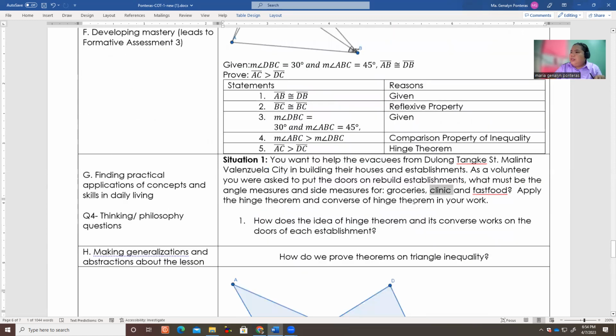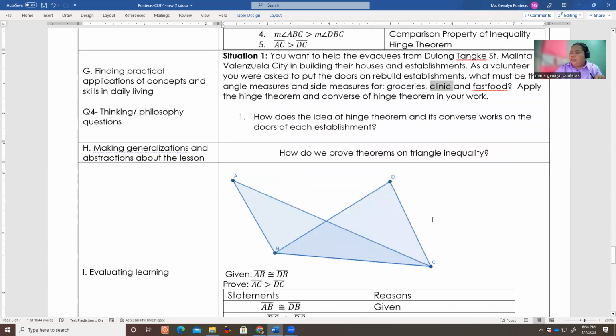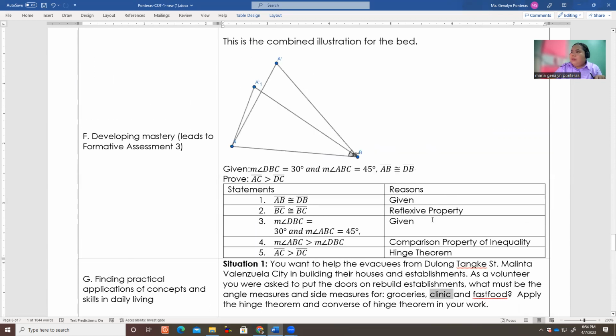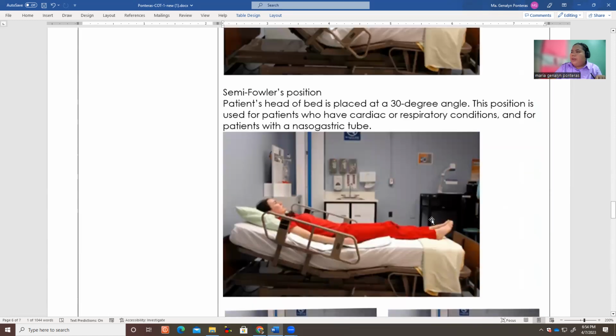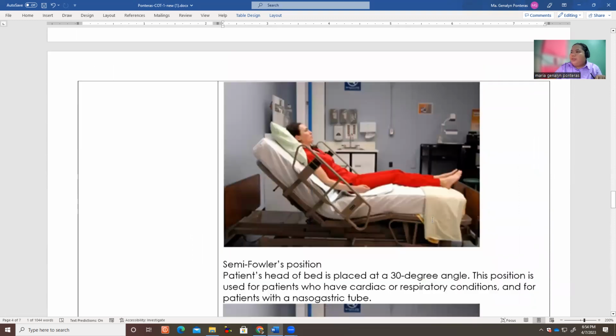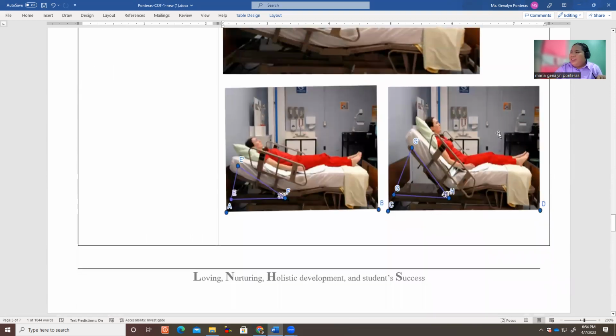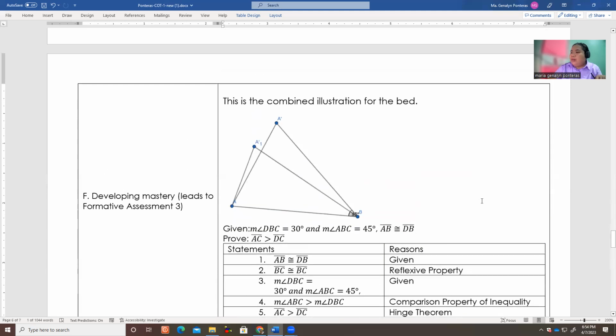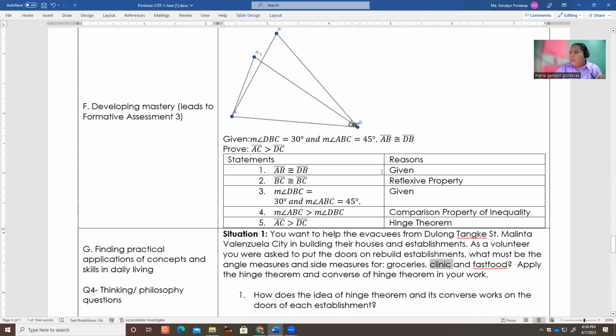This one is the same as the last group. Okay. So that's how I prove the triangle inequality theorem. I use concrete examples so that they know how to prove that one. But when it comes to reasons, I'll be the one who helps. I just give them an idea of how they are going to choose. But the most important thing here is they know how to reason out. Right? They know how to analyze each statement.